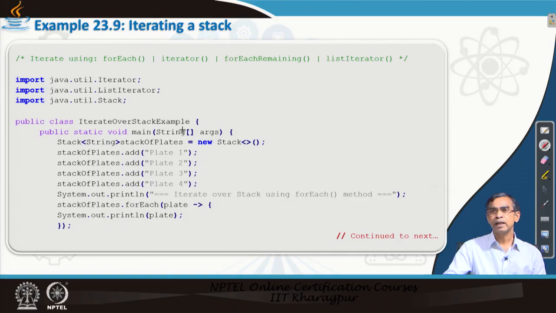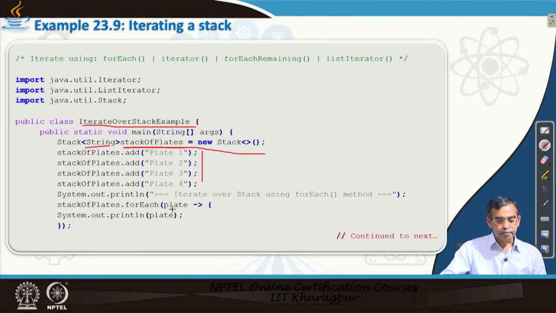Now, you can see push and pop are the permissible operations, but the Stack class also allows you to traverse from top to bottom whatever elements are there. Now, let us have an example, an iterator over the stack. First, we have to create a stack, the name of the object that we have created here is stack of plates. Then we place elements into the stack: plate 1, plate 2, plate 3, plate 4, which are strings.